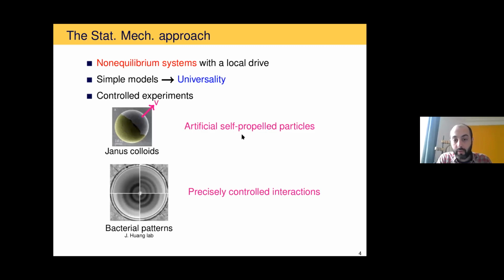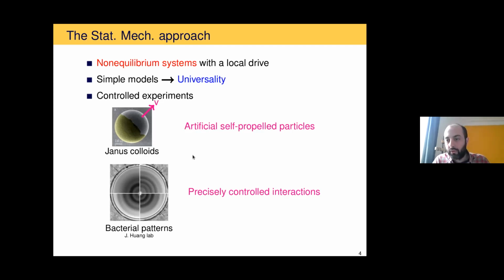For example, we can make artificial self-propelled particles, like these Janus colloids. So these Janus colloids have two faces with different properties. And for example, this one is coated with platinum on half of the surface. So when you put it in a solution of H2O2, it reacts with the platinum on one side, which creates a gradient of concentration, and that propels the particle. But that's one of many ways to make artificial self-propelled particles.